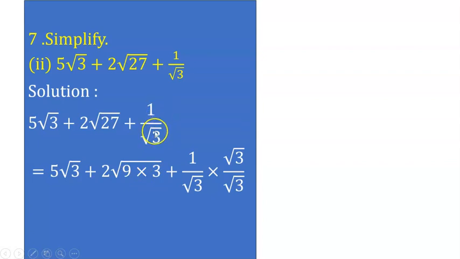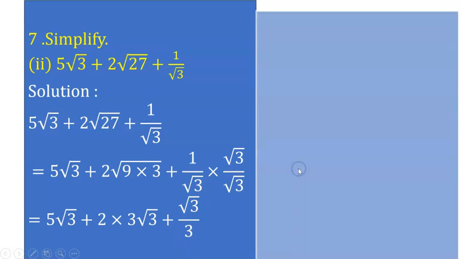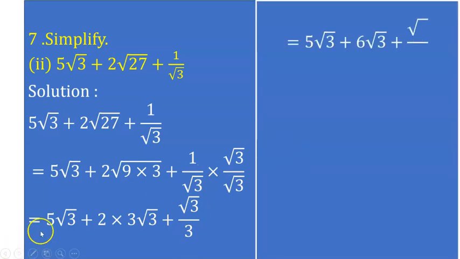That is, multiply the numerator and the denominator of 1 upon root 3 by root 3, so that is 1 into root 3 over root 3 into root 3. Then what will you get here? 5 root 3, root of 9 is 3, so 2 into 3 into root 3, plus root 3 over root 3 into root 3, which is 3. And the next simplification: 5 root 3 plus 2 into 3, you will get here 6 root 3 plus root 3 upon 3.